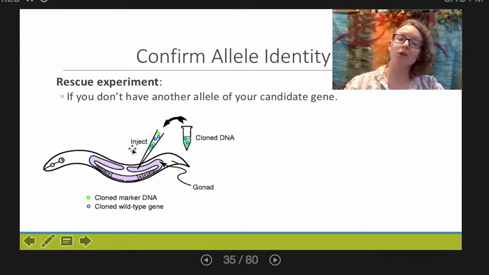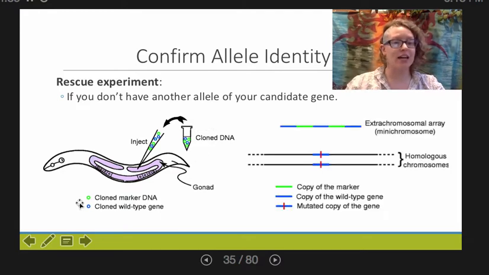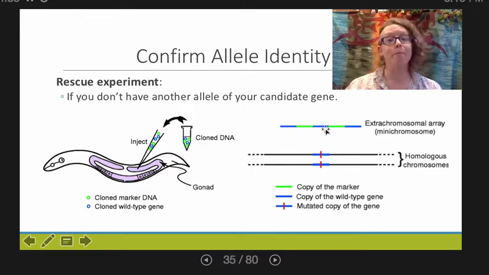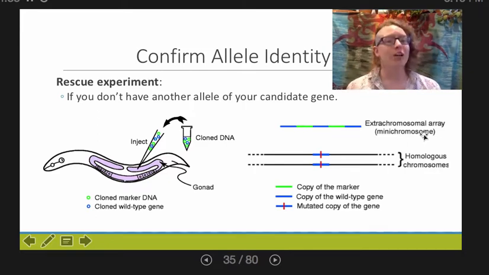So this is our mutant worm. Here's our cloned wild-type healthy DNA. And we're going to inject that in. And when it gets into these cells, it's going to create an extra chromosomal array. The blue region is our DNA, and the green region is DNA for green fluorescent protein, so that the worms that have successfully incorporated the extra chromosomal array, or mini chromosome, will shine green.